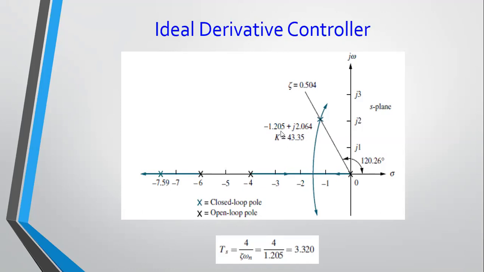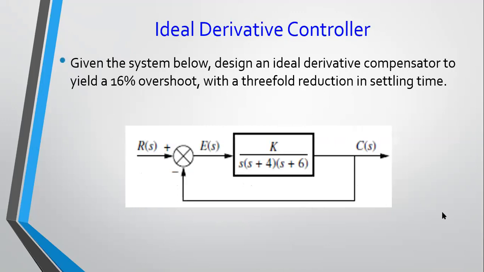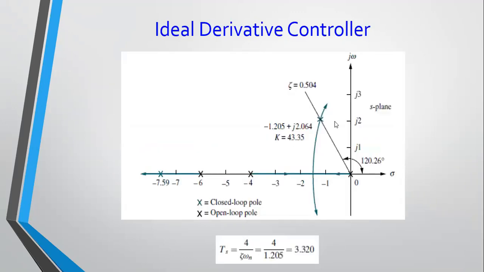You take 4 divided by 1.205, you get 3.320 seconds. So it means our settling time here is expected to be 3.32 seconds. Remember, our question was in terms of settling time here. You might be given a question in terms of peak time as well. Then you're going to use this value here to calculate your peak time and do further calculations.